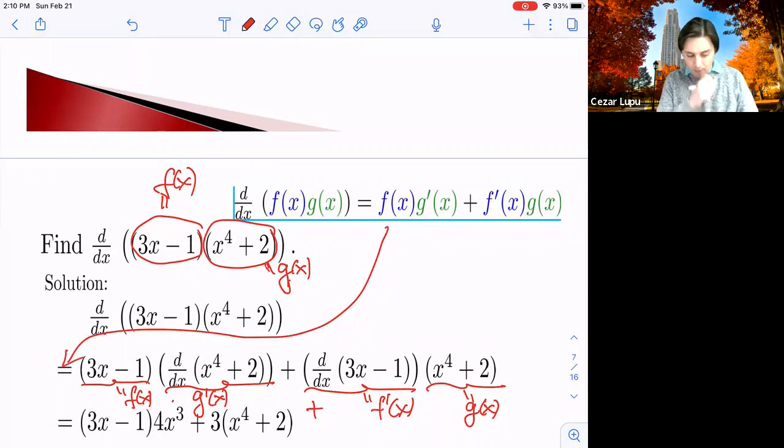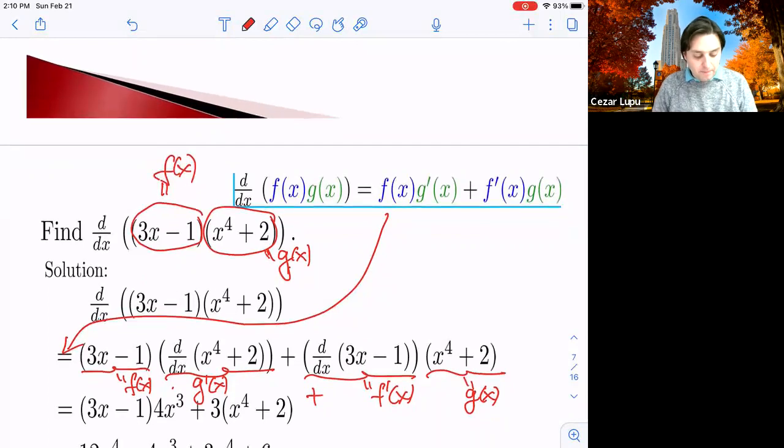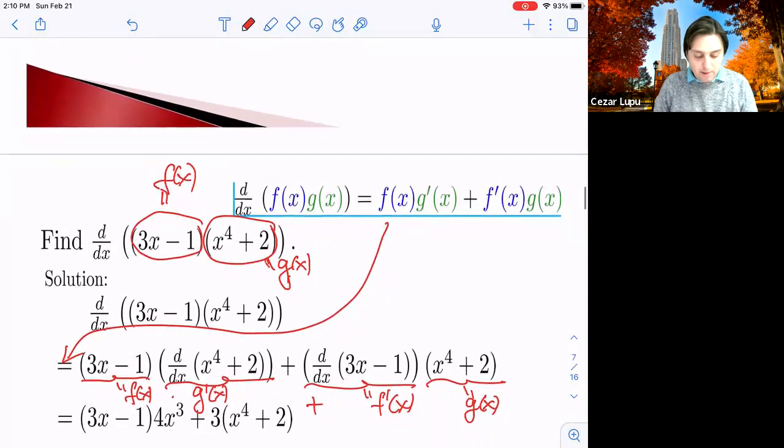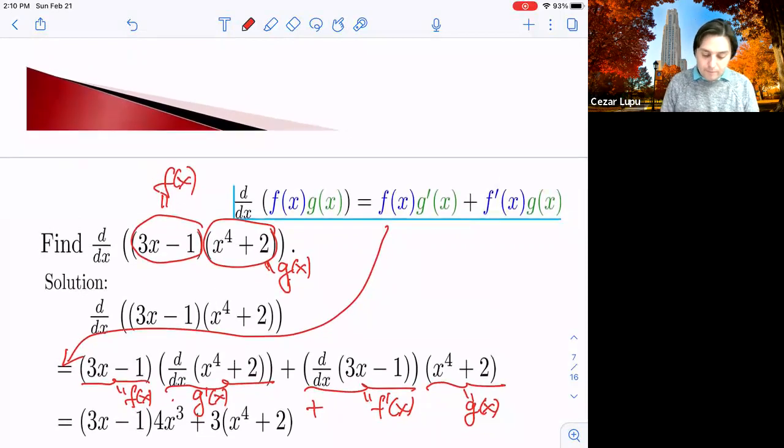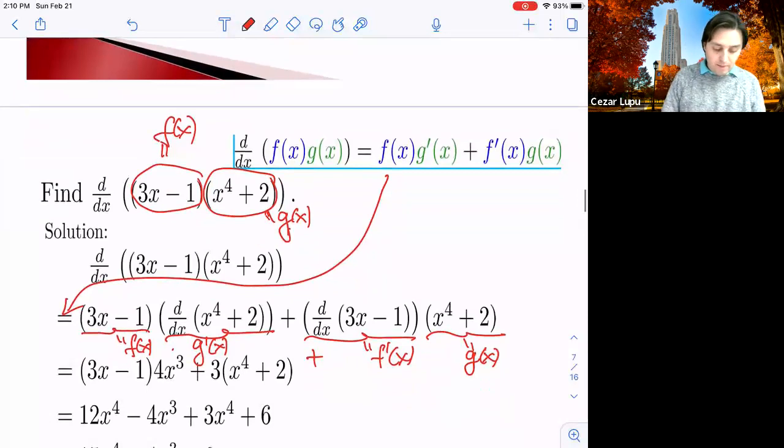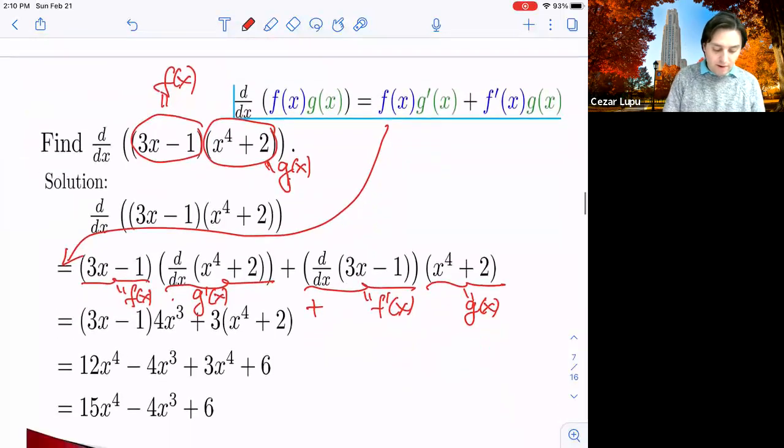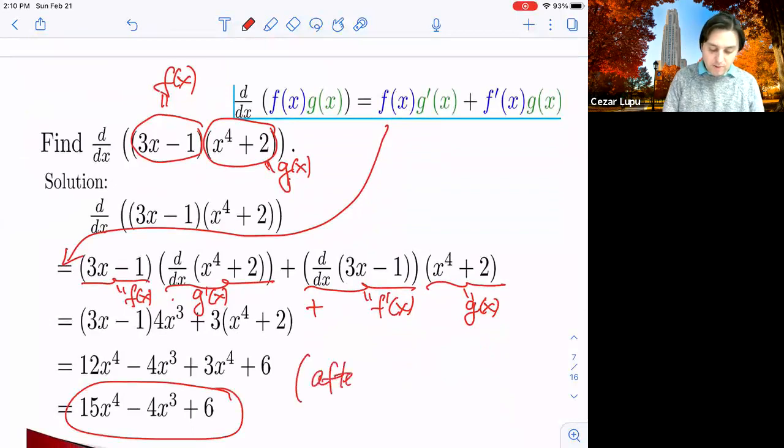All right. Now we can compute the derivative. The derivative g prime is the derivative of x to the fourth plus 2, which is 4x cubed plus 0. So it will give us (3x minus 1) times 4x cubed. And the second one, the derivative of 3x minus 1, will be 3. So it will be 3 times (x to the fourth plus 2). If you do some algebra, it will give you this. So that's the final result, after some algebra.